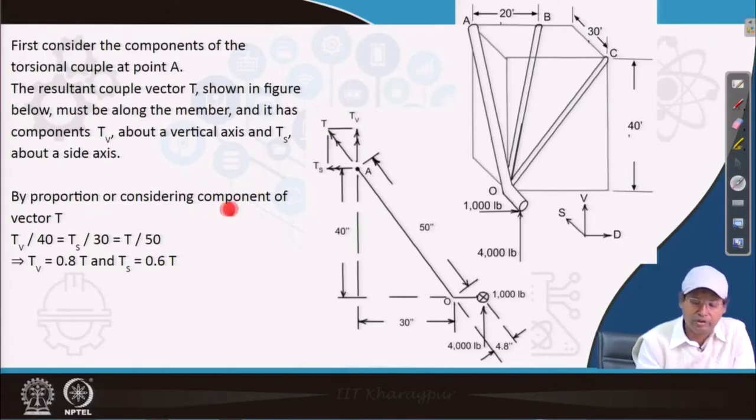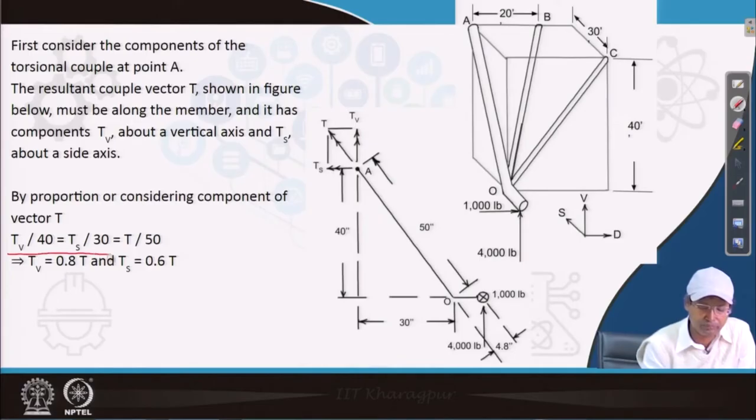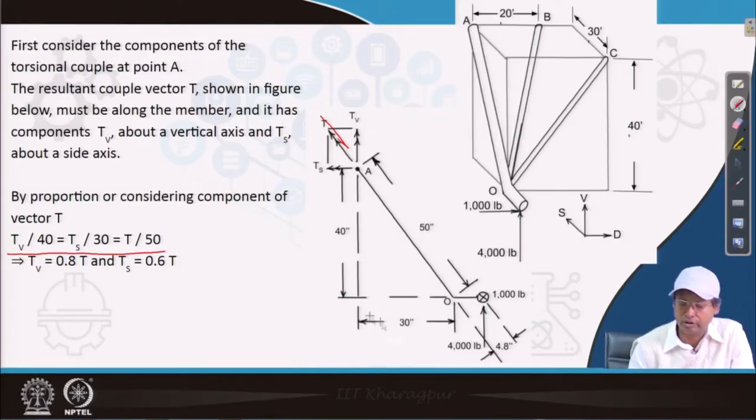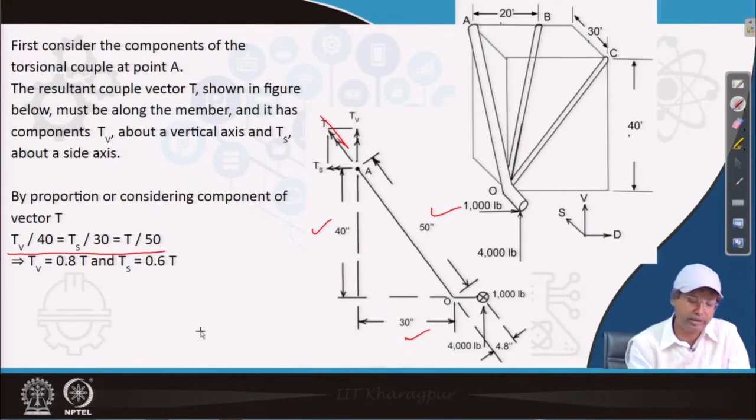By proportion of consideration of components of the vector, TV by 40, TS by 30 and T by 50, this is the length. We get a relation which is TV equals 0.80, TS equals 0.60. If you have problem understanding this relation, you can easily think about resolving the T along two components. You can easily find out the cosine components from these three known values. So, those cosine components are considered and a ratio in that form has been stated here.